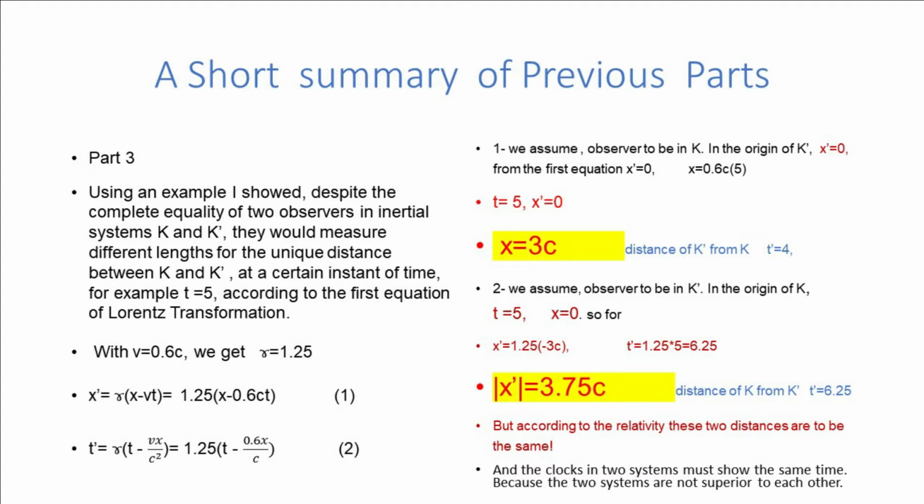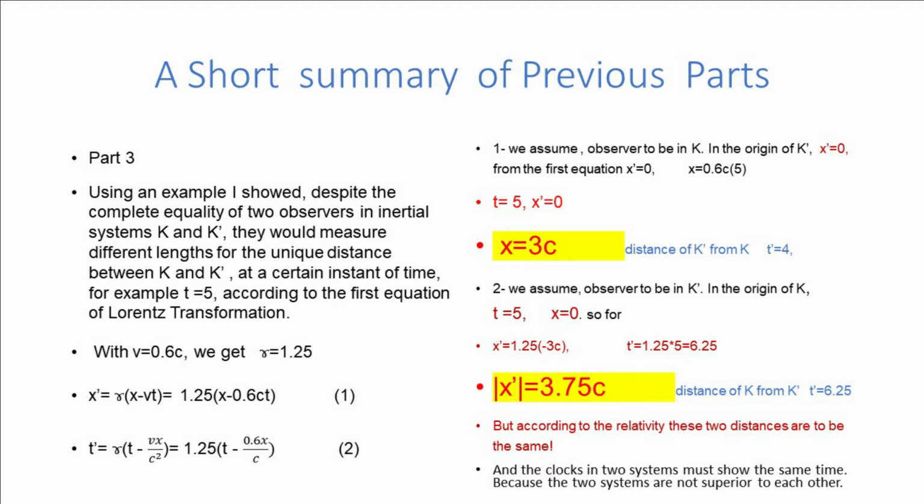One, we assume the observer to be in K. In the origin of K prime, x prime equals 0, from the first equation for t equals 5, x equals 3c, and t prime equals 4. Two, we assume the observer to be in K prime. In the origin of K, x equals 0. So for t equals 5, the distance of K from K prime, x prime equals 3.75c and t prime equals 6.25.